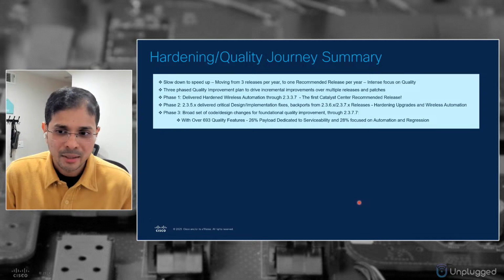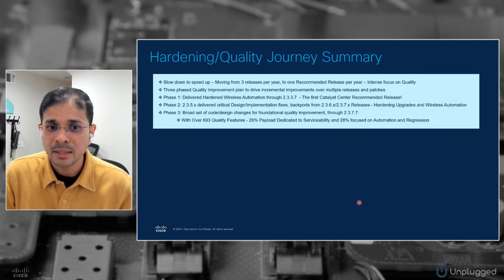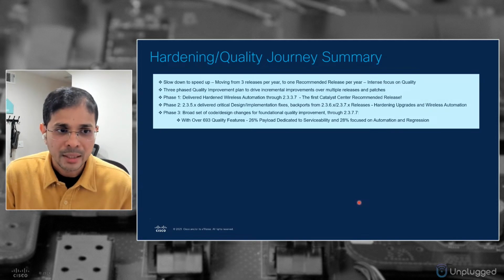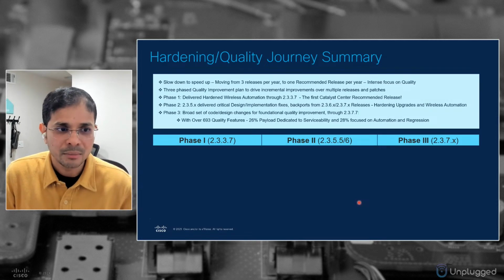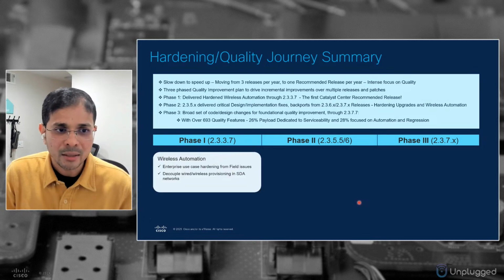One of the things we have done in the last couple of years is we've slowed down from 3 releases per year to 1 recommended release per year, with an intense focus on quality. What it ended up being was a 3-phased approach. Phase 1, we came out with 2337, which is basically hardened wireless automation. This was also the first Catalyst Center recommended release.